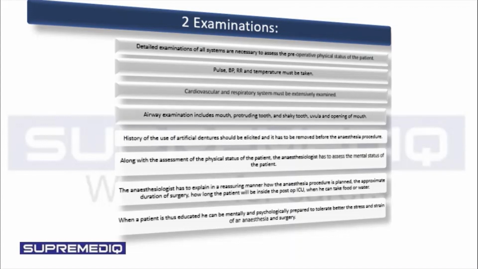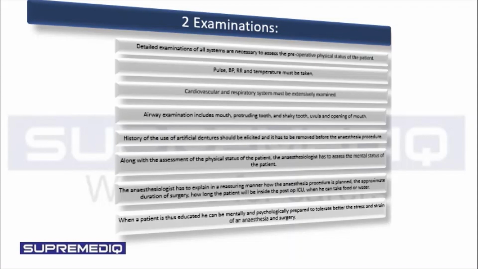Along with the assessment of the physical status of the patient, the anesthesiologist has to assess the mental status of the patient. The anesthesiologist has to explain in a reassuring manner how the anesthesia procedure is planned, the approximate duration of surgery, how long the patient will be inside the post-op ICU, when he can take food or water. When a patient is thus educated, he can be mentally and psychologically prepared to tolerate better the stress and strain of an anesthesia and surgery.